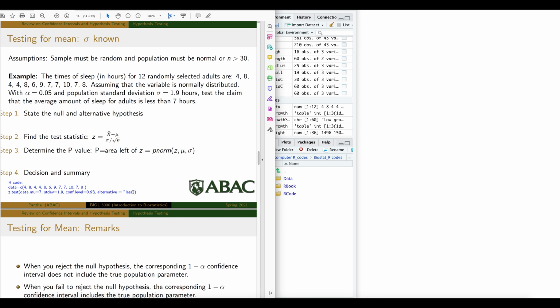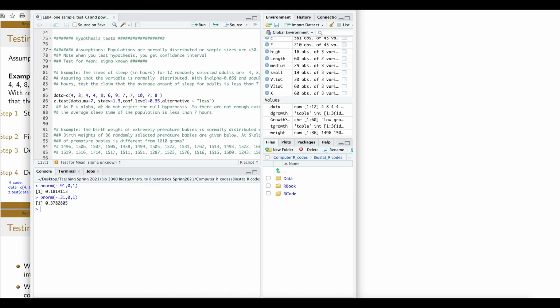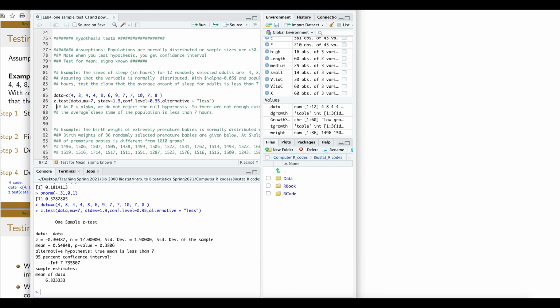So if you do that and then run, what do you get? Let me go over the R code. This is the data I have. I run that data line, and then I run that g.test. See what I get? I got g equals negative 0.30387, n is 12, there are 12 data points. Standard deviation of the population is given as 1.9. This is the standard deviation of the sample mean, that is the standard error actually, and the p-value we got is 0.3806.